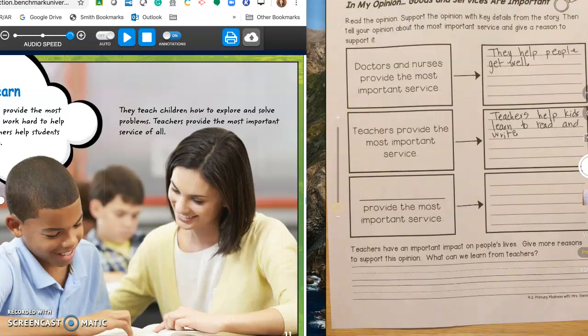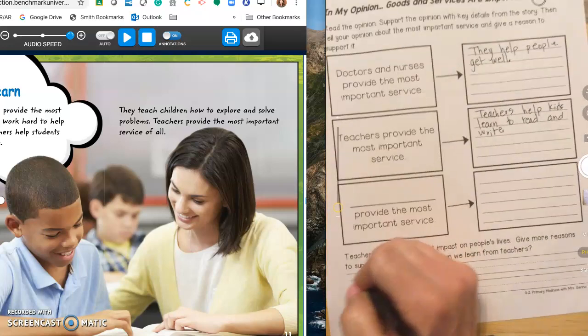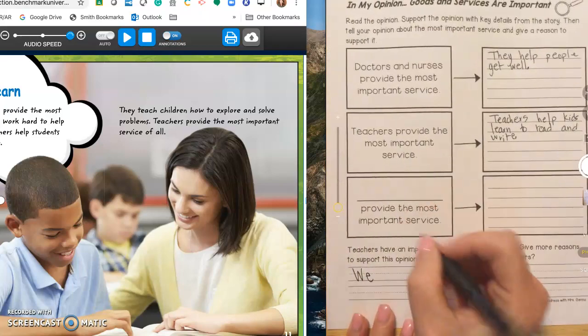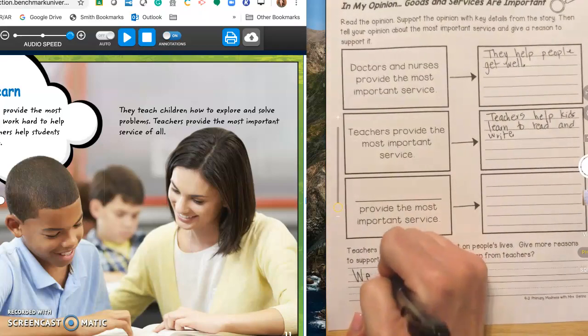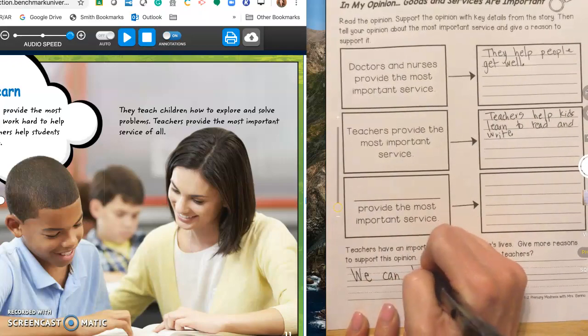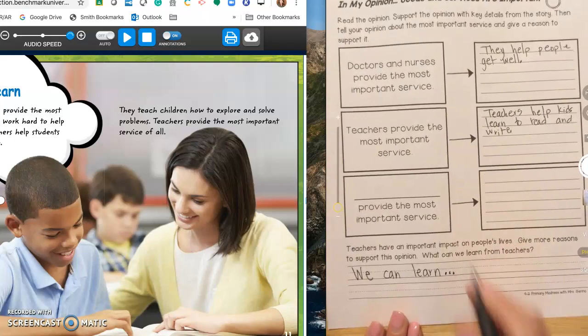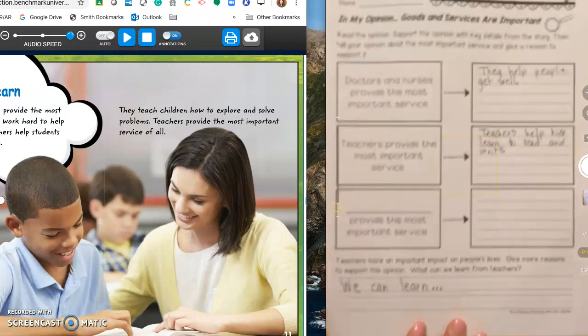And then last, it says, teachers have an important impact on people's lives. Give more reasons to support this opinion. What can we learn from teachers? Ooh. Okay, that's your challenge question. I'm going to start you out, but I'm not going to tell you an answer because I think you can think of this all on your own. We can learn, okay, and you're going to finish that out, okay? What can you learn from your teachers?